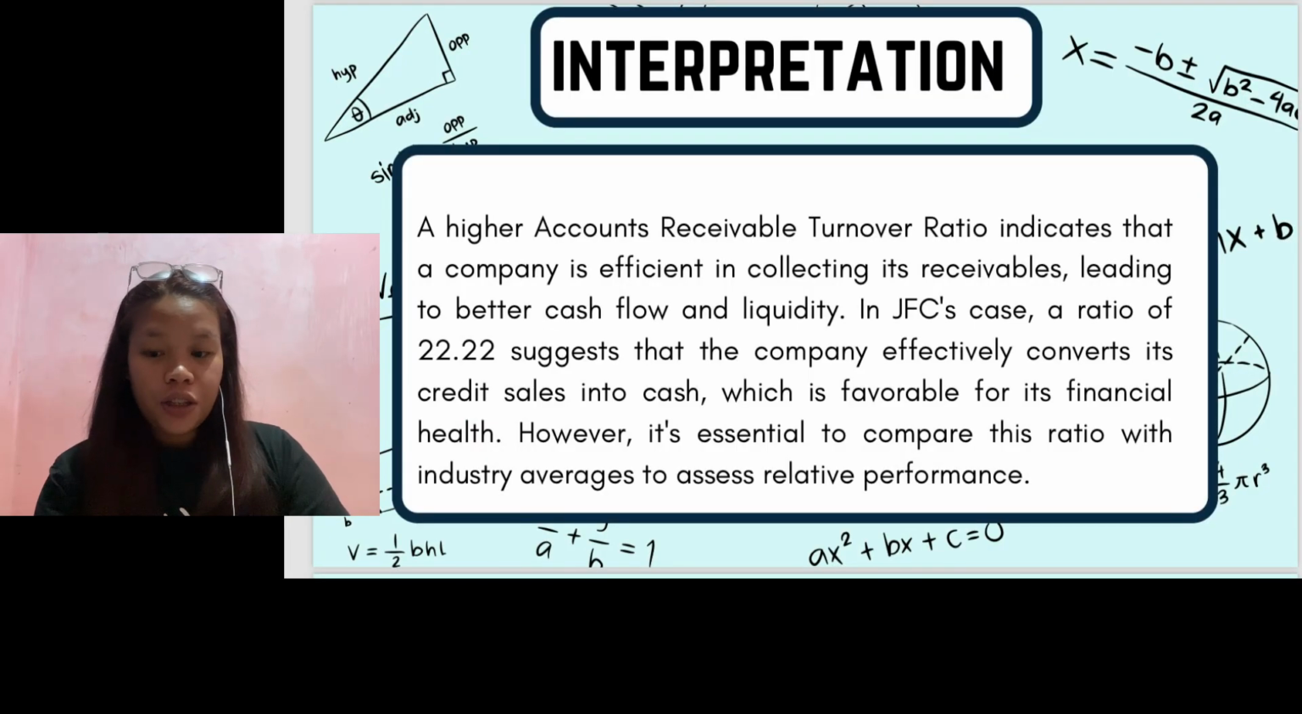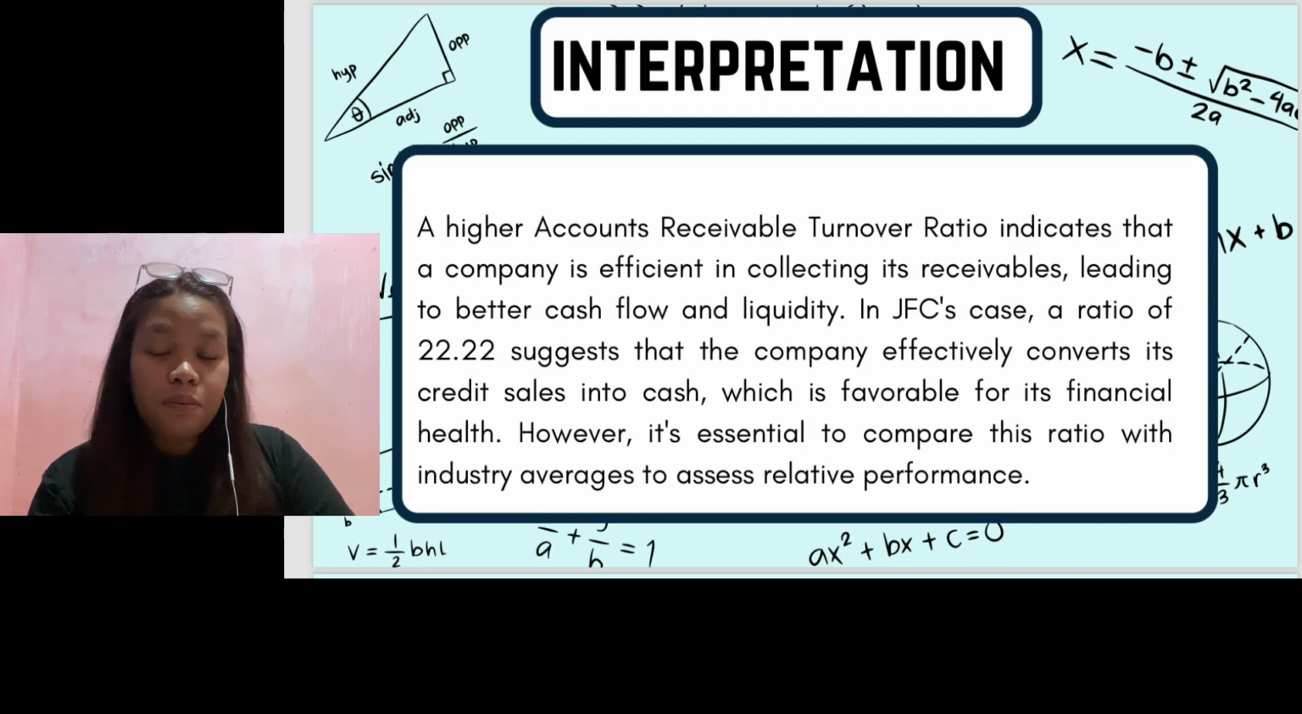For interpretation, a higher accounts receivable turnover ratio indicates that a company is efficient in collecting its receivables, leading to better cash flow and liquidity. In JFC's case, a ratio of 22.22 suggests that the company effectively converts its credit sales into cash, which is favorable for its financial health. However, it's essential to compare this ratio with the industry average to assess relative performance.